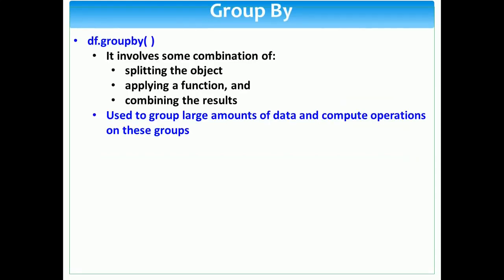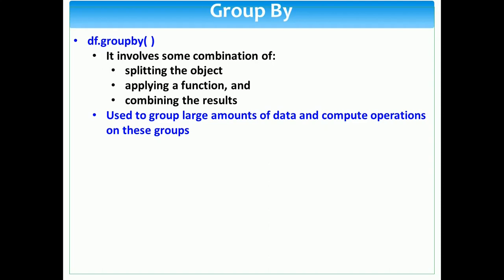Essentially we have to do a grouping at the data frame level. That means it involves some combination of splitting the object, then you apply a function, and then you try to combine the results. In short, it is abbreviated as split, apply and combine. People do this when they work on data frames, because as part of data science you tend to do splitting, then you tend to apply some functionality, and then you try to combine the results.